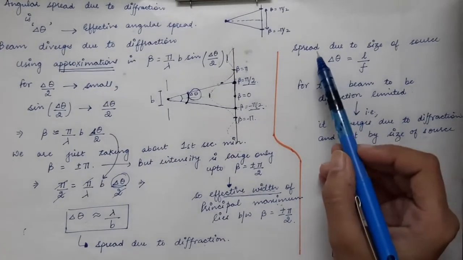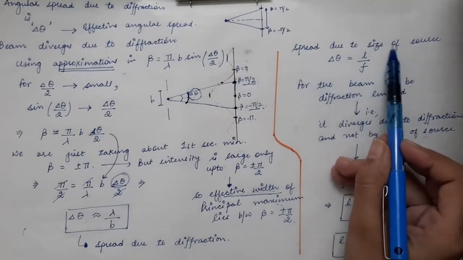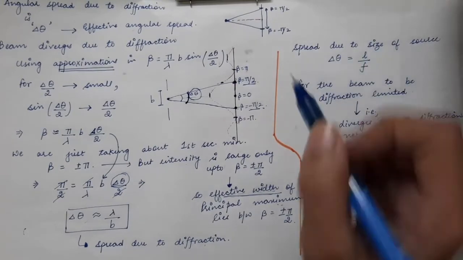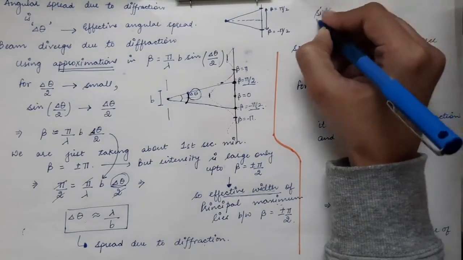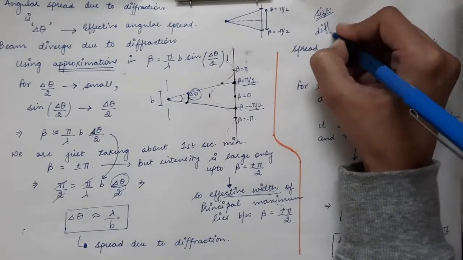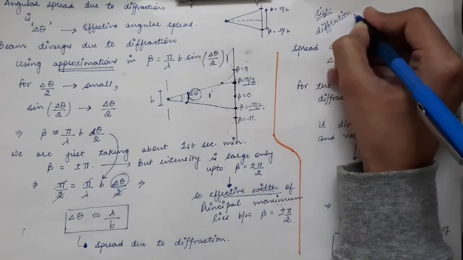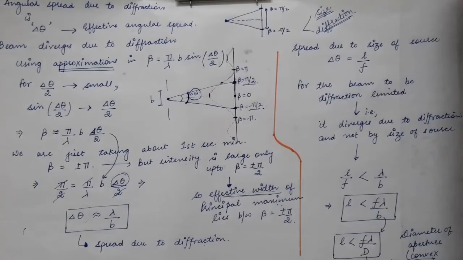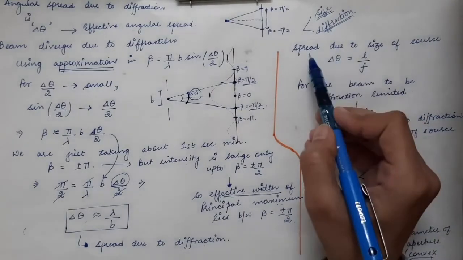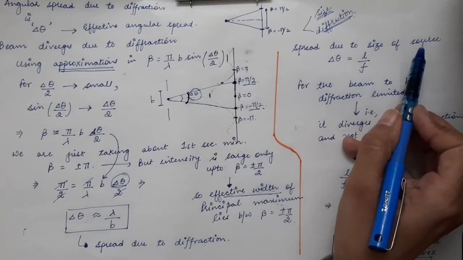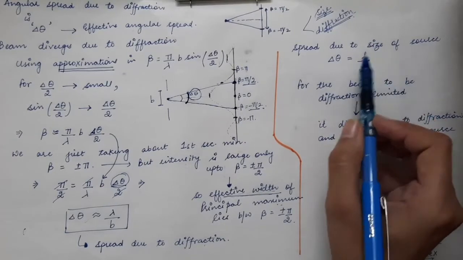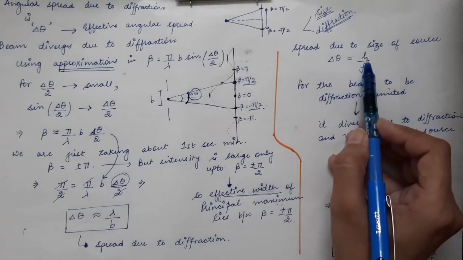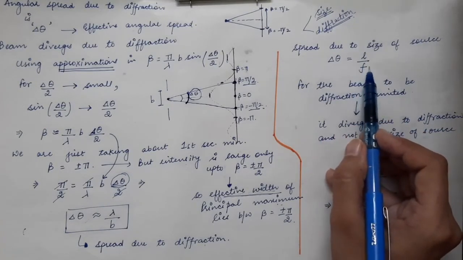In the previous lecture, we had seen the spread due to the size of the source. We saw that the light beam gets diverged due to the size of the source as well as due to diffraction at the convex lens. So there are two factors due to which the light beam gets diverged. The angular spread that we get due to the size of the source, or the length of the source, came out to be equal to L divided by F, where L is the length of the source and F is the focal length of the convex lens.